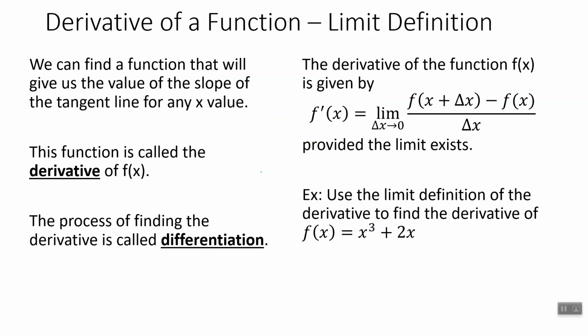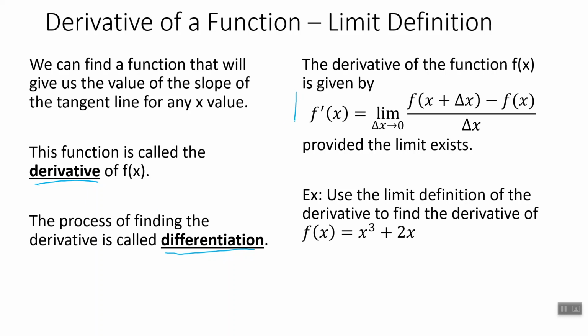All right, so we don't have to have a value c. We can actually get an expression or a new function that will get us the derivative at any point, or the slope of the tangent line at any point. And this new function is called the derivative of f of x. All right, the process of finding the derivative is called differentiation, or taking the derivative. All right, so if we talk about derivatives or differentiation, we're talking about the same thing here.